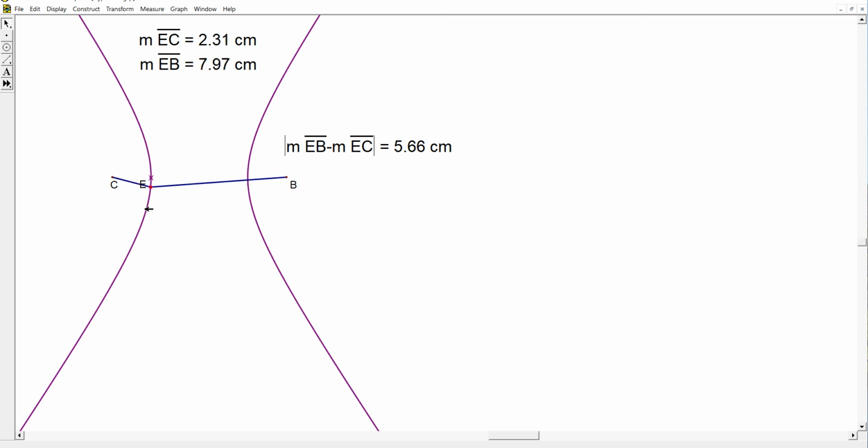Take this point, drag it around. You take 9.13 and subtract 3.47, whatever it was, it will always come out to that 5.66. If I put it over on this page, subtract 12.67 and 7.01, and you get 5.66. So the difference is always a constant.